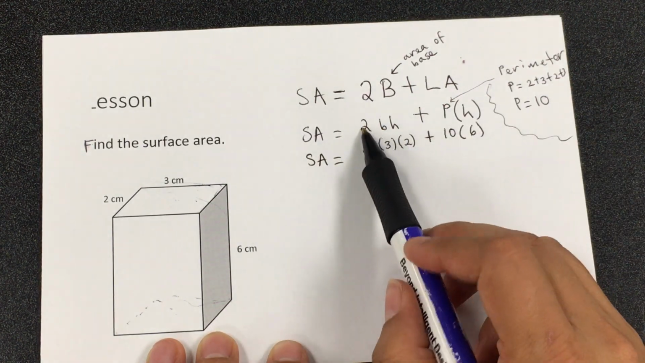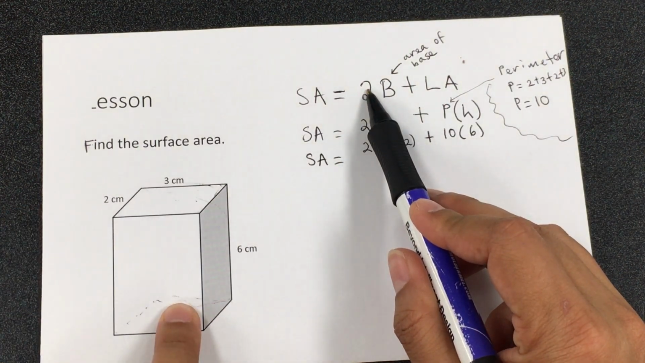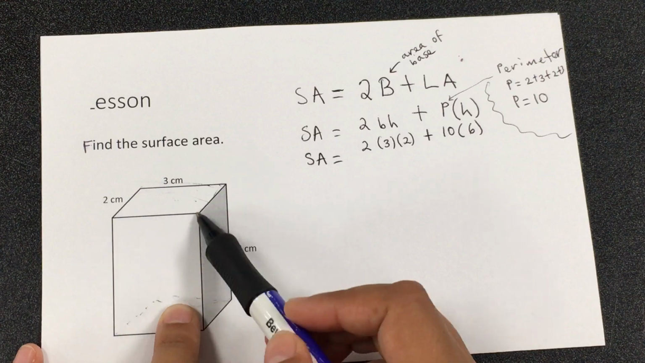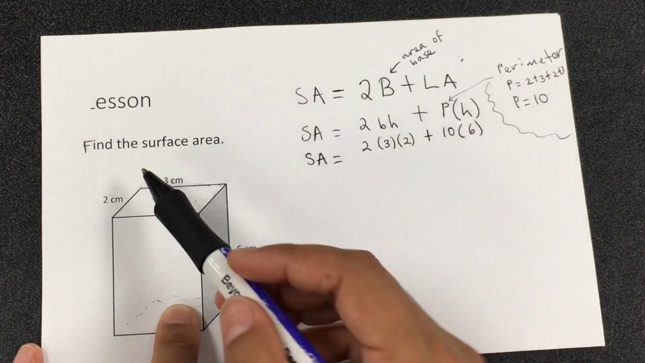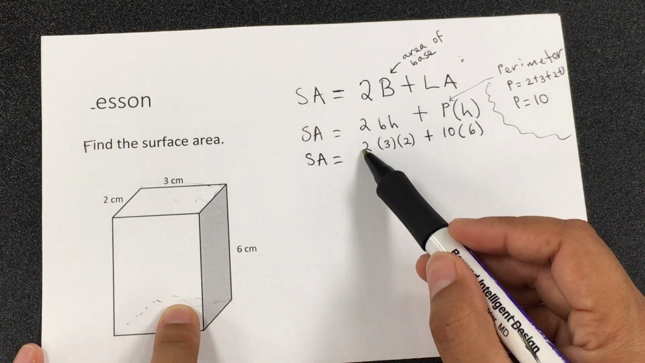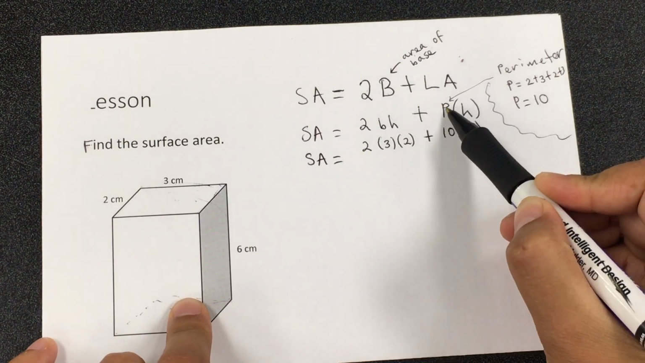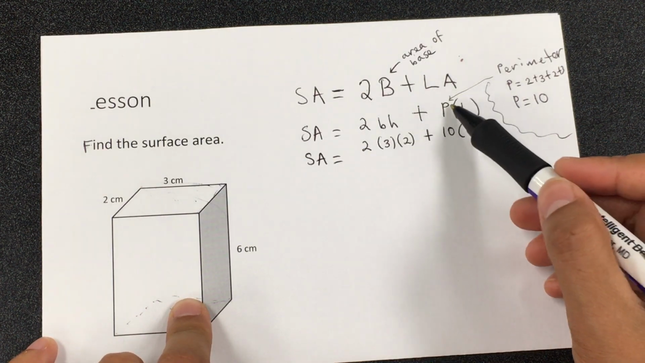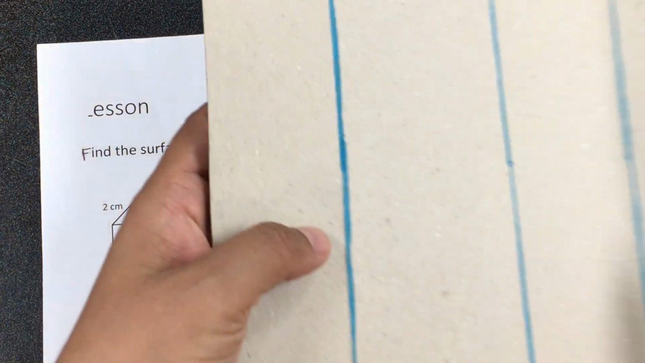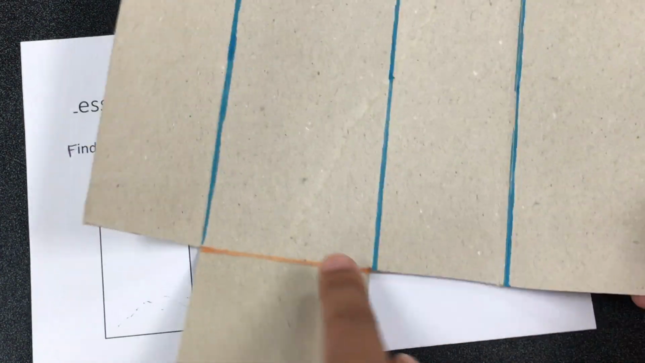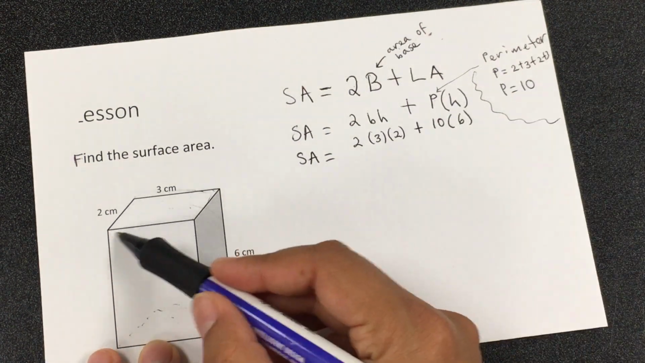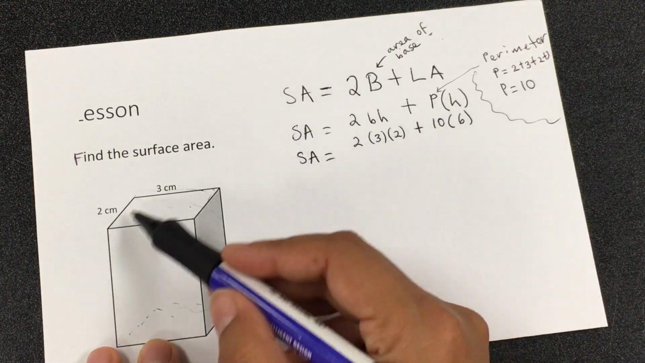Okay, to summarize again. 2 comes from the two bases. B, capital B, refers to the area of the base, and we know that the base is a rectangle, so we're going to multiply base times height, which is 3 times 2, so that's the area of the rectangle, times 2, because there are 2 of those. Plus the lateral area is the perimeter times the height. Remember? The perimeter is this side times the height of the prism. And so the perimeter, you just add the 4 sides of that rectangle.